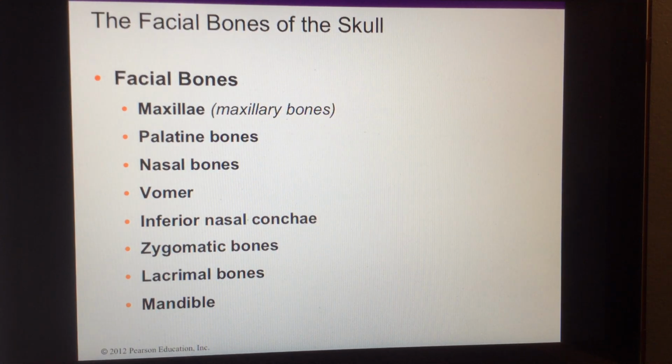I think we'll quit right here, and we'll talk about the facial bones of the skull, vertebrae, and thoracic cage for the rest of the lecture here.